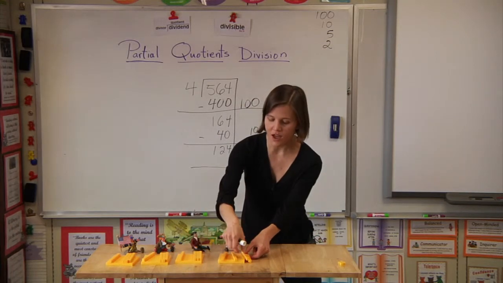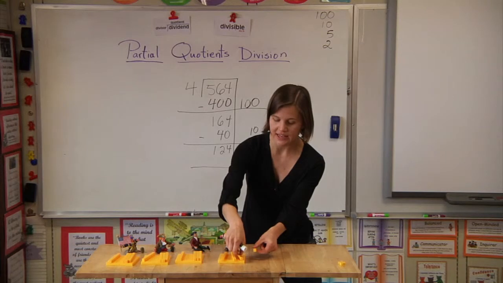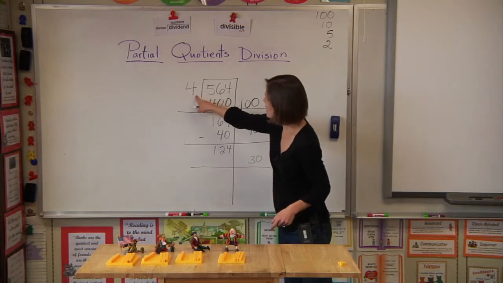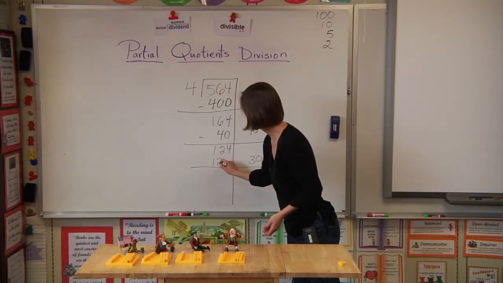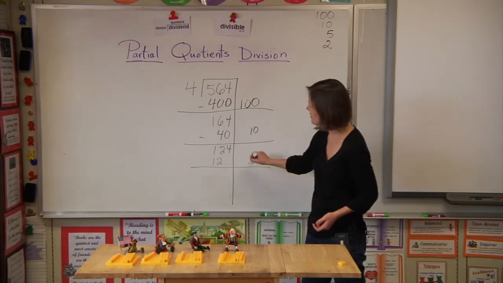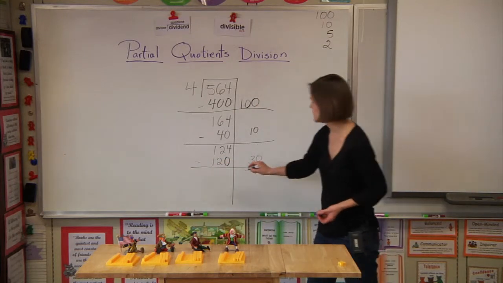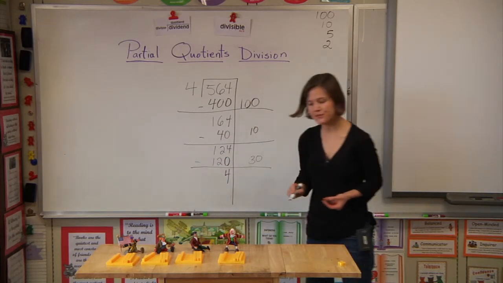That would be 100, 110, 120. 3 times 4 is 12. And then I've got that 0. Then I see how many I have left over. Only 4 are left over.